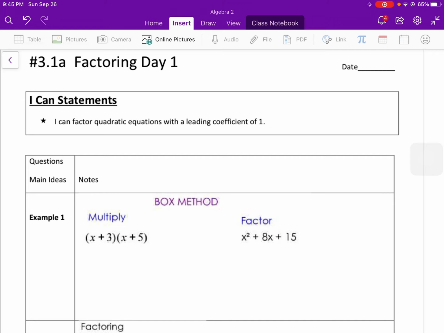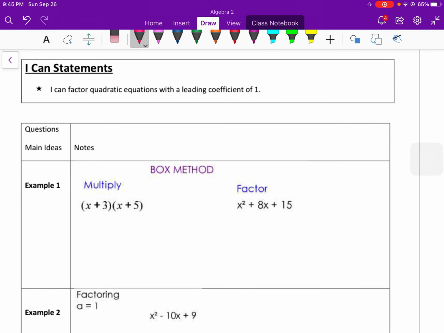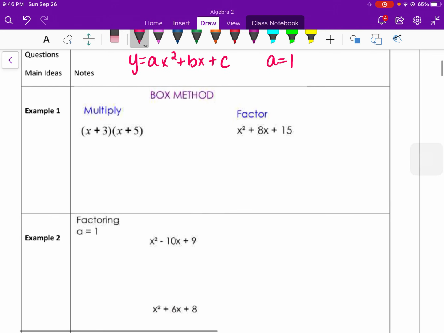Unit 3 is all about quadratics and complex numbers. So today we're going to look at factoring where we have a leading coefficient of 1. We're going to factor equations that look like this: ax squared plus bx plus c. Today we're going to focus on where a equals 1, and then we are going to look at a couple special cases. So our leading coefficient is going to be 1.